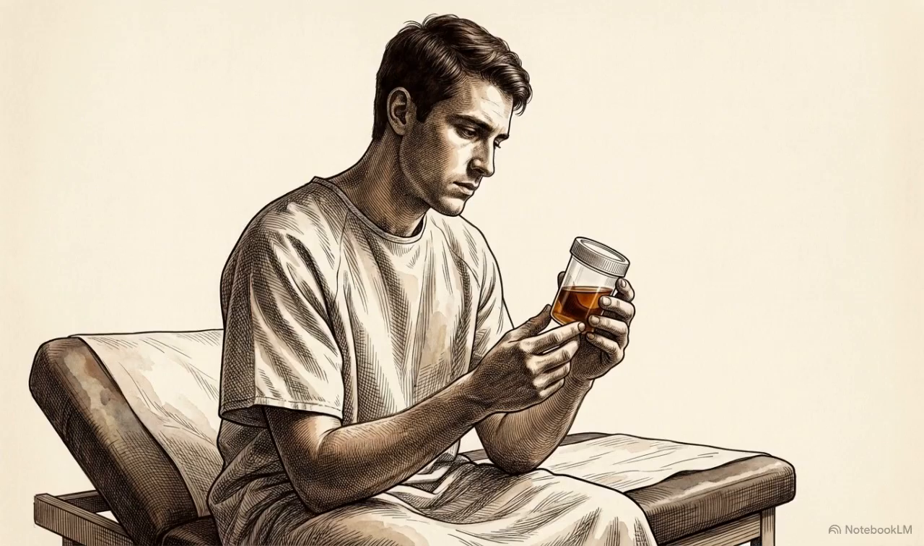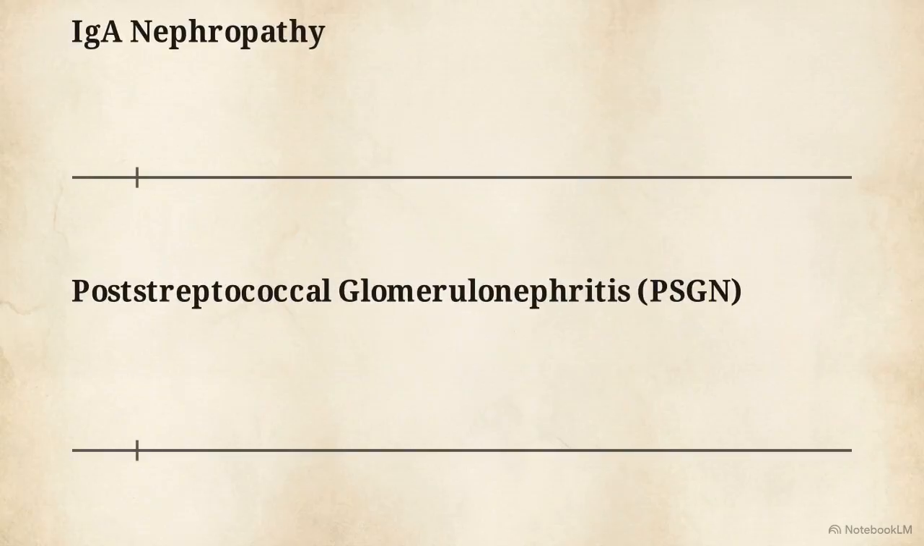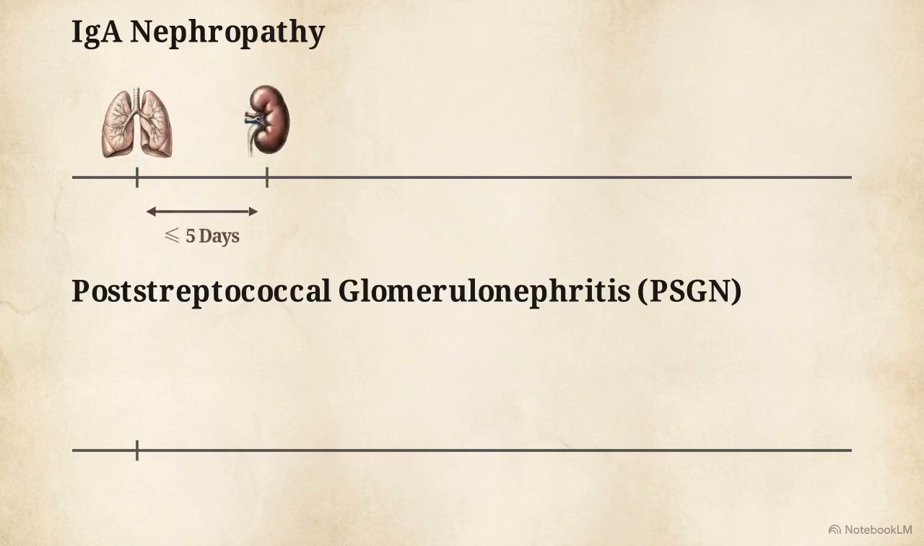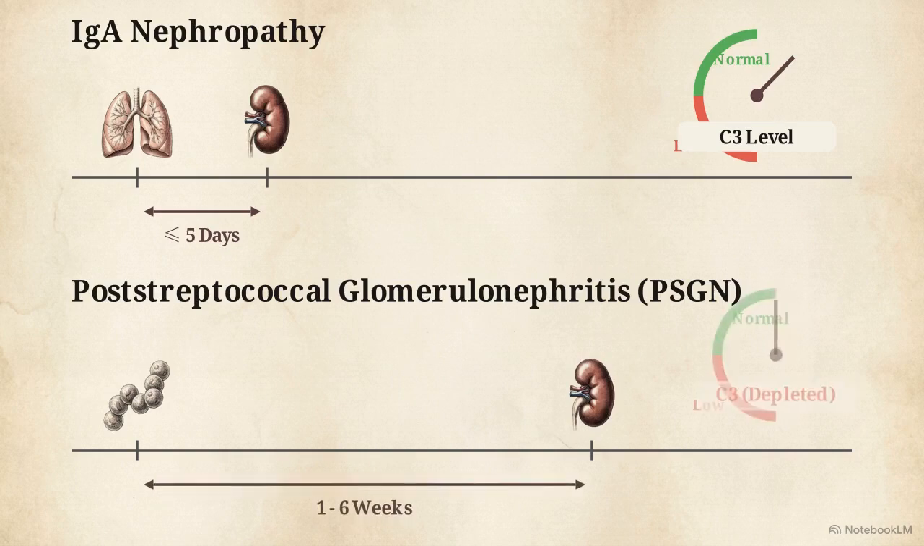This data table highlights our second clinical variance, comparing PSGN against IgA nephropathy. Both of these diseases cause post-infectious macroscopic hematuria in pediatric and young adult patients. We isolate the variance through latency and complement data. IgA nephropathy occurs concurrently, typically within 5 days of a respiratory or GI infection, and features normal complement levels. PSGN occurs weeks later, accompanied by a severely depressed C3.